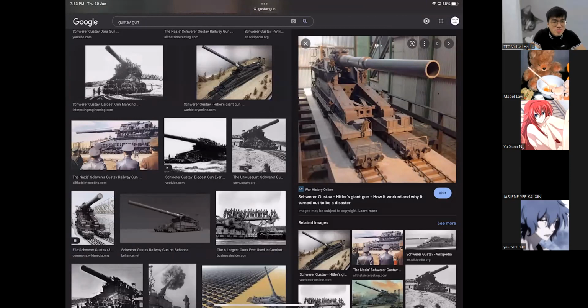And what happened to this Gustav? The lucky thing is, yes, Yashwini, thank you. So what happened to this thing? Fortunately, this thing did not go into action.